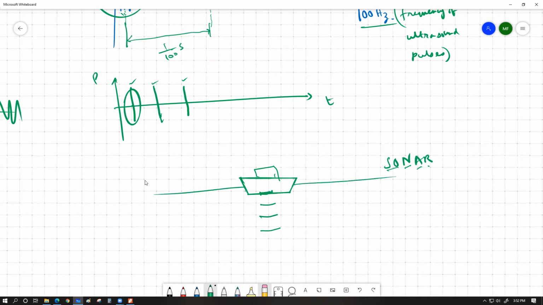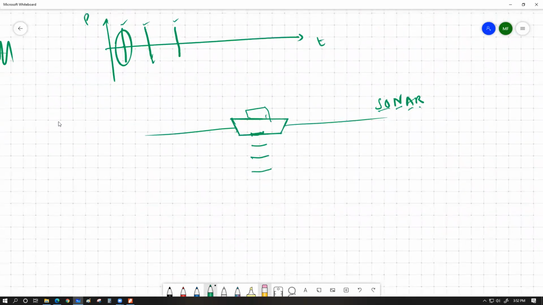Actually, I forgot to draw the water. The ship is in water. So these lines actually don't represent the individual wavefronts. Rather, these are the individual gaps between multiple pulses of ultrasound.